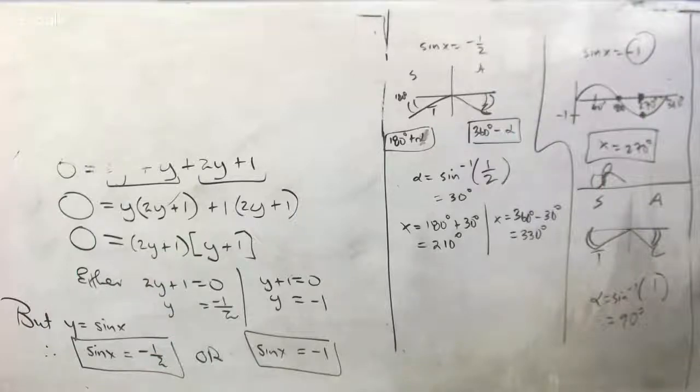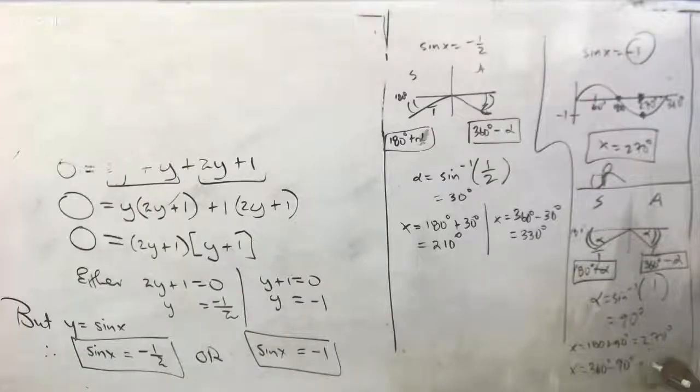The question is, what is the solution when it lies in the third quadrant? Well, this is 180, and this is alpha, so this is 180 plus alpha. And what is the solution in the fourth quadrant? 360 degrees minus alpha. So I would have x equal to 180 plus my 90 as alpha, that is 270. And x equal to 360 degrees minus my 90, which is 270. So in both cases, I'm getting the same solution.